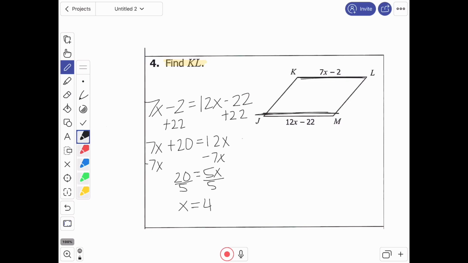Okay, so some of you stopped there and you're like, that's my answer. But what you really have to do is take x and plug it in for KL. So KL equals 7 times 4 minus 2. KL equals 26.